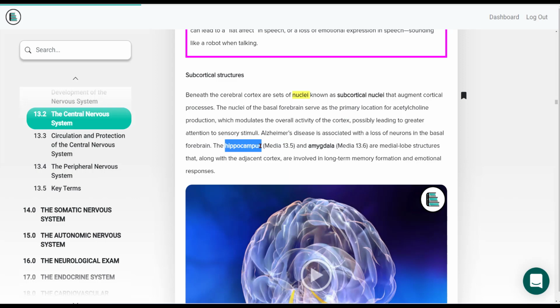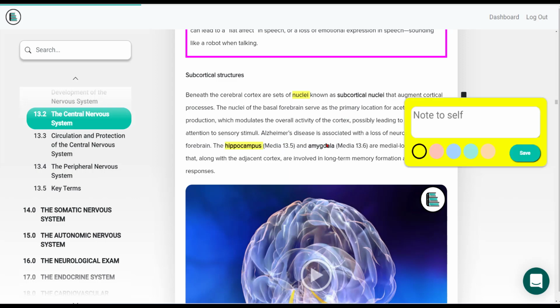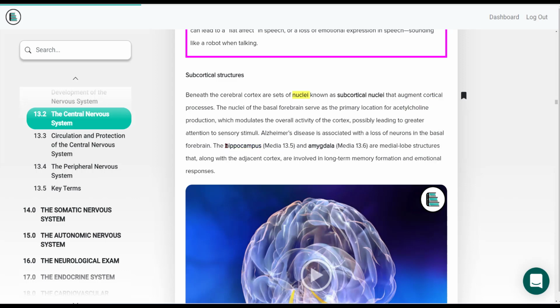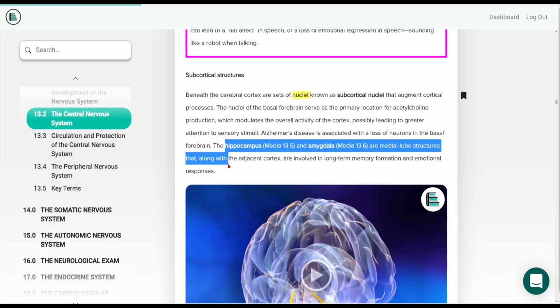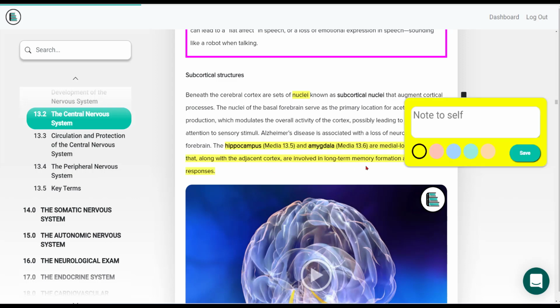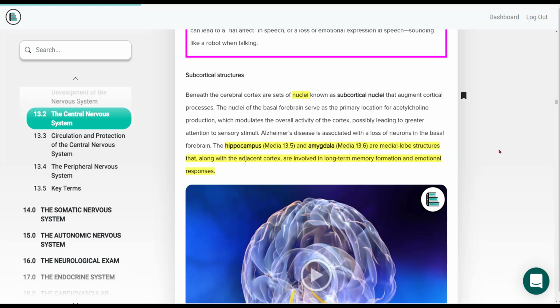Hippocampus, right, the hippocampus and the amygdala. These are two regions which are part of that limbic system. They are very, very important in forming long-term memories and in your emotional responses to things. So damage to the hippocampus or the amygdala would lead someone to having long-term memory problems and having emotional responses that are inappropriate.